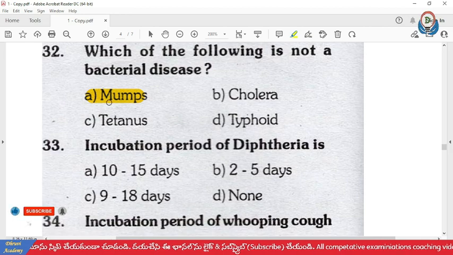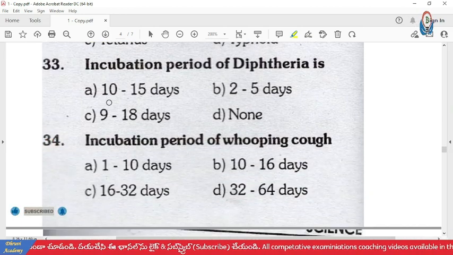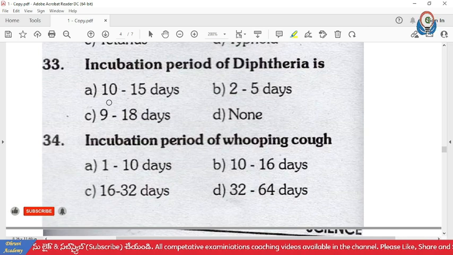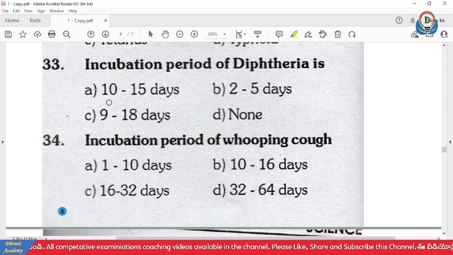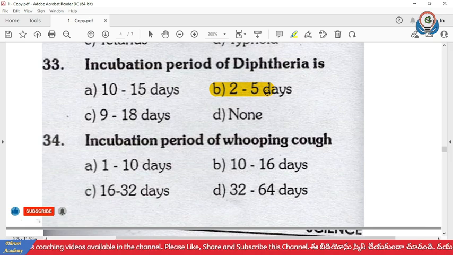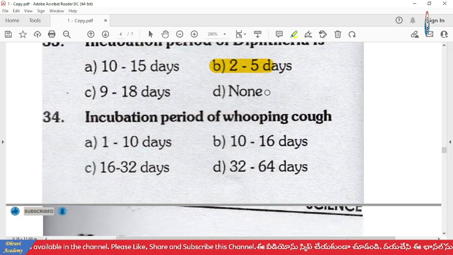It's a viral disease. Incubation period for diphtheria: is it A, 10 to 15 days, B, 2 to 5 days, C, 9 to 18 days, or D, none? Which is the correct answer? The answer is 2 to 5 days. 2 to 5 days is the incubation period for diphtheria.